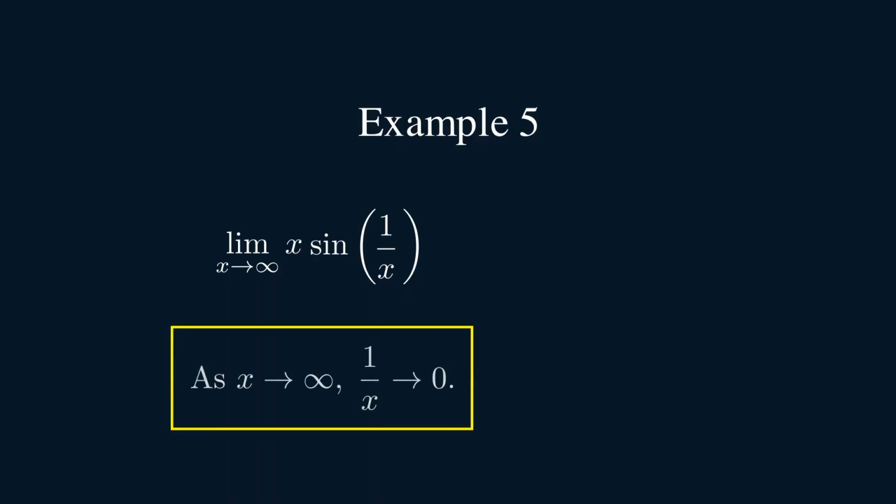Now, we discuss an example in which x approaches infinity. As x approaches infinity, the input 1 over x of the sine function approaches 0. So we can simply remove the sine function, keeping just its input, and simplify. The value of this limit is 1.